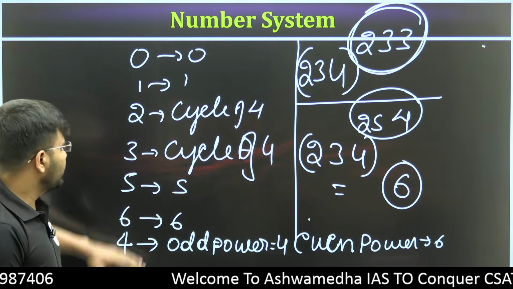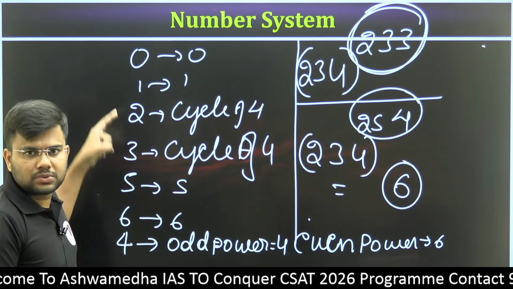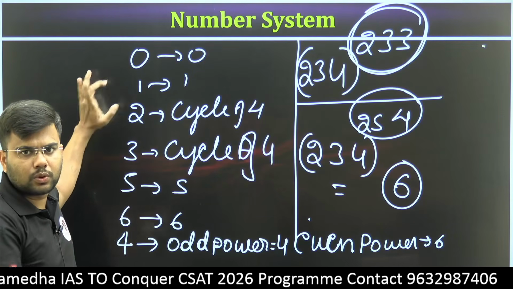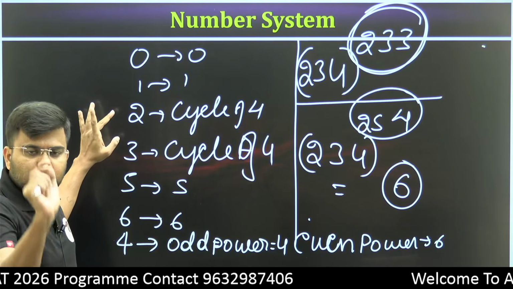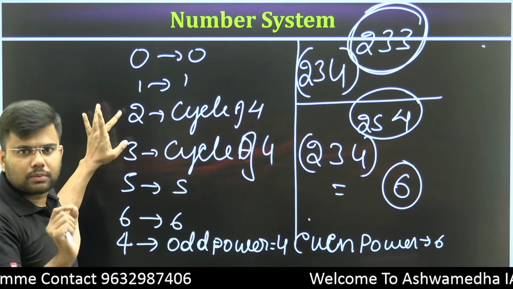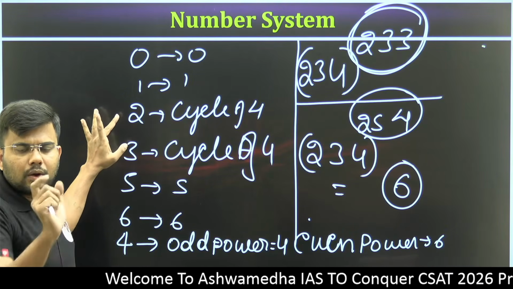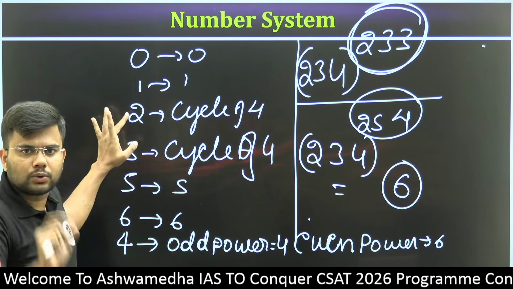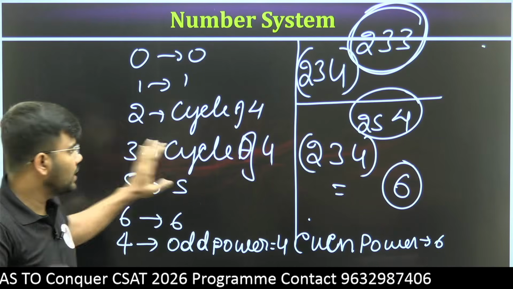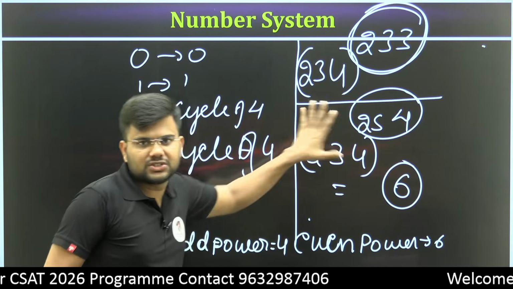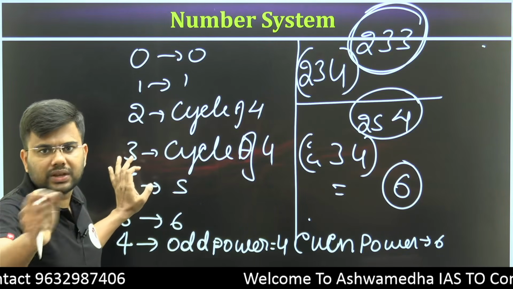Once again, revision. Any number in the units place, the digits can be from 0 to 9. If it is 0, then the unit digit would be 0. 1 itself. 2 repeats such a cycle of 4. What are you supposed to do? You are supposed to divide that power by 4. If you get 0 as the remainder, that unit digit would be similar to that of 2 power 4. 1 as remainder, 2 power 1; 2 as remainder, 2 power 2; 3 as remainder, 2 power 3. If the digit is 3, same thing, you are dividing it by 4. Why? The cycle repeats such a cycle of 4 itself. 0 remainder, 3 power 4; 1 remainder, 3 power 1; 2 remainder, 3 power 2; 3 remainder, 3 power 3.